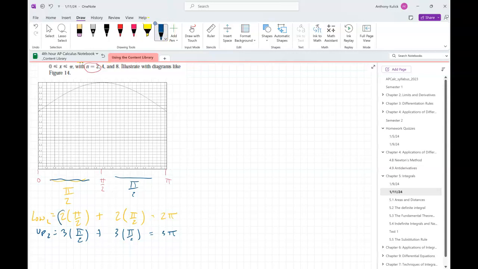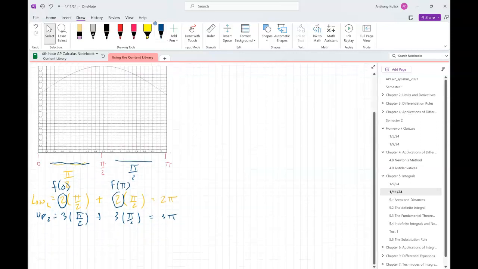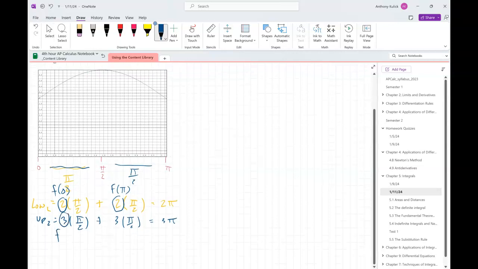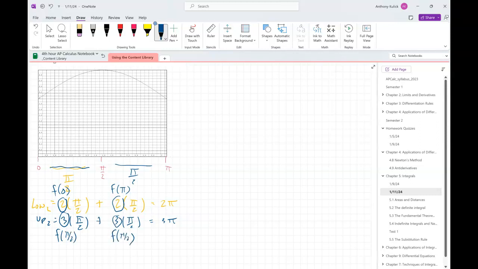Keep in mind that this value here, if that's my function, was f of 0. And this value would have been f of pi, right? This value would have been f of pi over 2. And this value is also f of pi over 2, right? That's just the height of your rectangle. It's the value of the function evaluated at some point on that subinterval. The way we chose the point on the subinterval was so that we had the maximum or minimum y value.